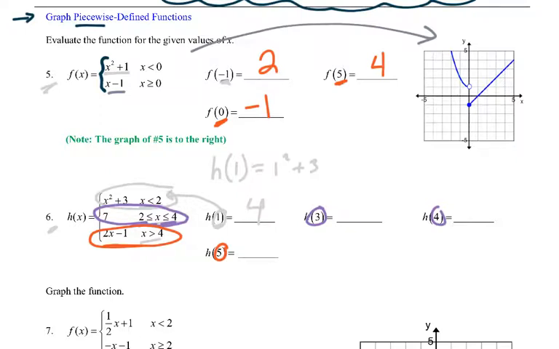For the second one, h of 3, when x is equal to 3, h of x is equal to 7. Same thing for this one. When x is equal to 4, it's still within this part of the domain, and so our function just evaluates with the number 7. And then for the last one, h of 5, when x is greater than 4, so 5 is greater than 4, we evaluate it by doing 2 times 5 minus 1. So that's our h of 5. And so we get 10 minus 1, which is 9.